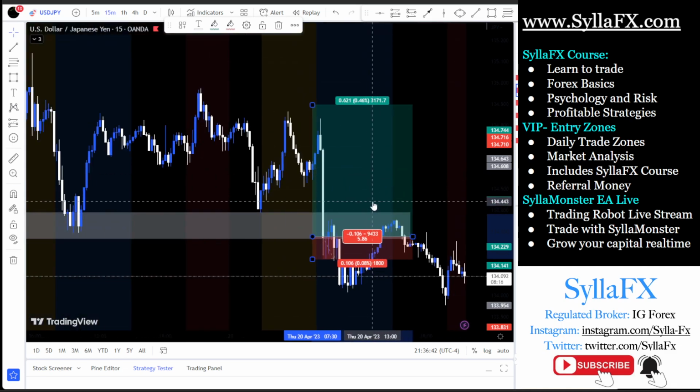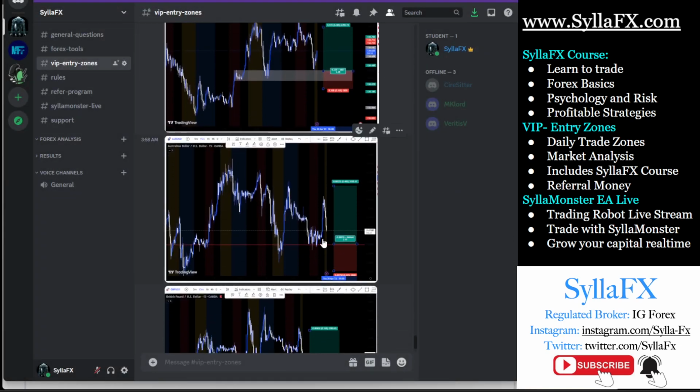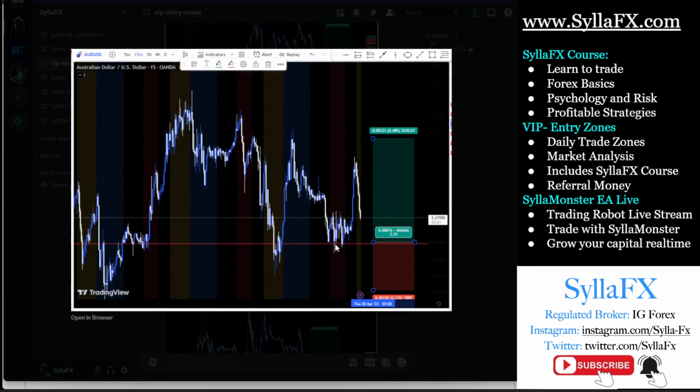So we'll jump over to the next position. Looking at the Aussie dollar pair on this one, pretty much the exact same setup again, guys, from yesterday that we took and had take profit on that one.